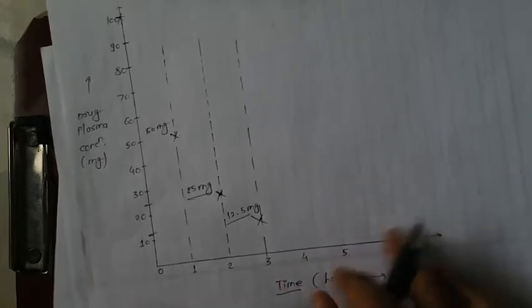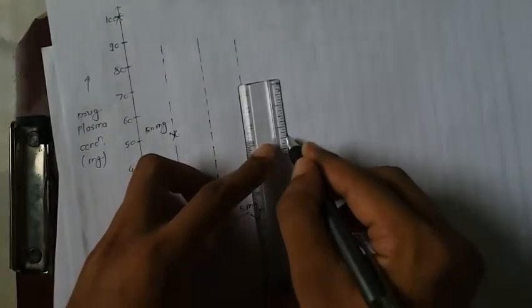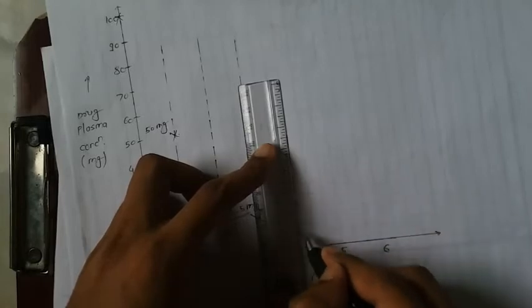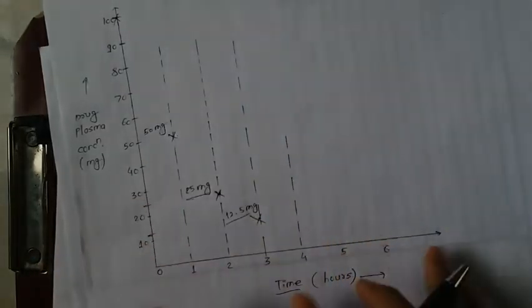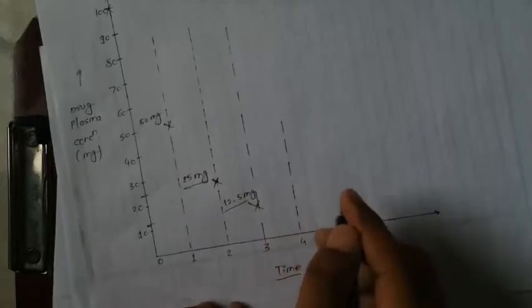Then in the fourth half-life, also 50% is eliminated. So after the fourth half-life, out of 12.5 milligram, 50% is eliminated, that is approximately 6.25 milligram.